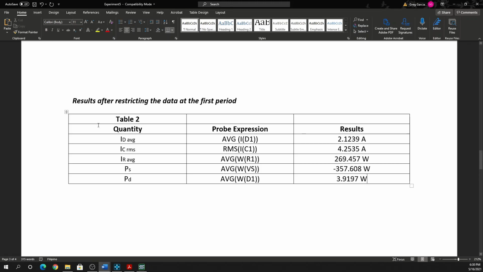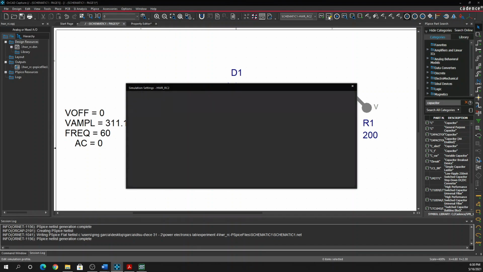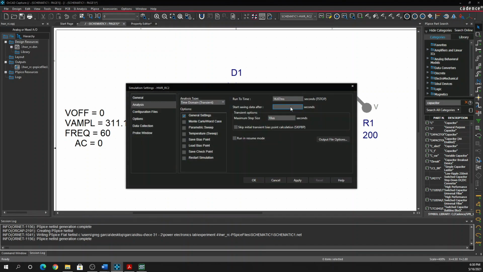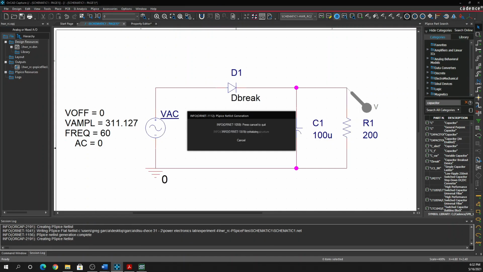For additional analysis, let's get the same quantities by their steady state values. Let's go to schematic, edit simulation profile, and let's start saving data after the first period, or 16.67 milliseconds. Then let's get the steady state value in the second period, so set it to 33.34 milliseconds. Click apply, OK. Run PSpice.